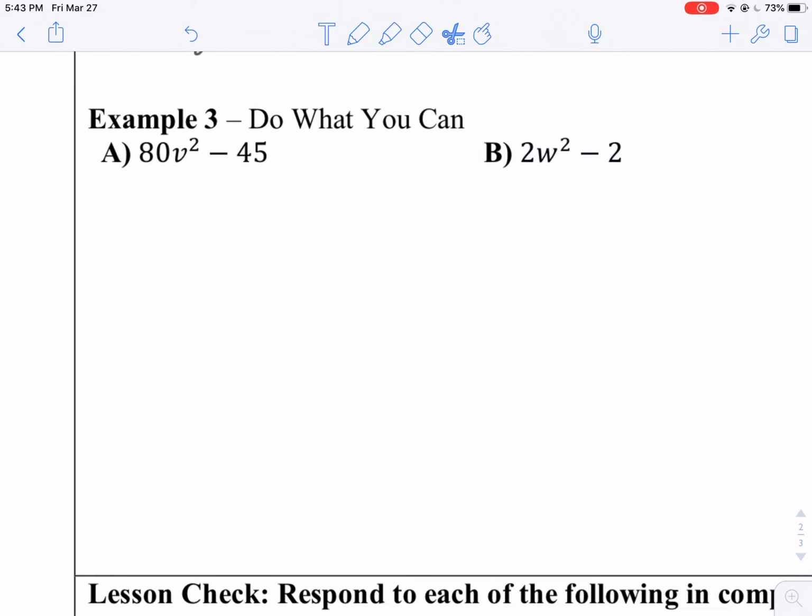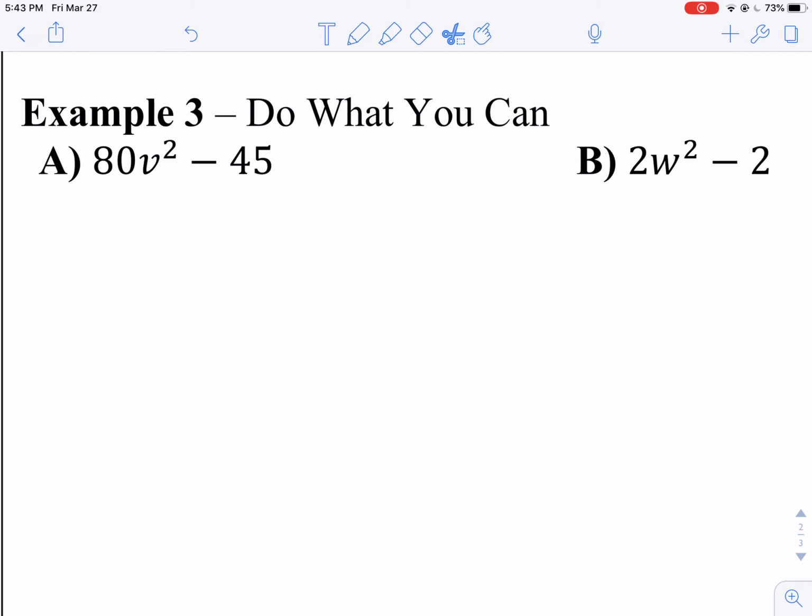Now, in example 3, you might not know what to do at first. You might look at this and say, well, 80, that's not a perfect square. Shoot, what can we do? Can we even factor this? Of course you can. Let's look at what they have in common and see how we can break it up. So I look at 80 and 45, and I know they are both divisible by 5. So I can factor out 5. Now 80 divided by 5 is 16, and 45 divided by 5 is 9.